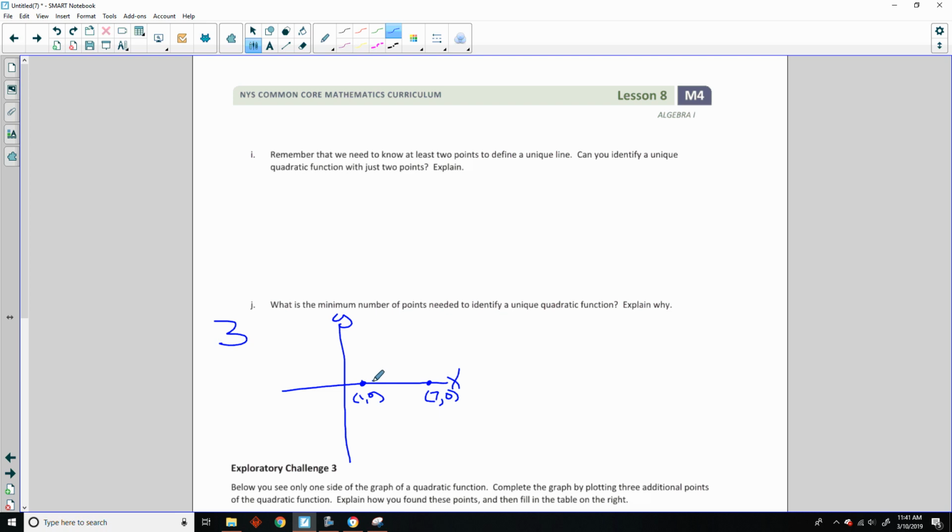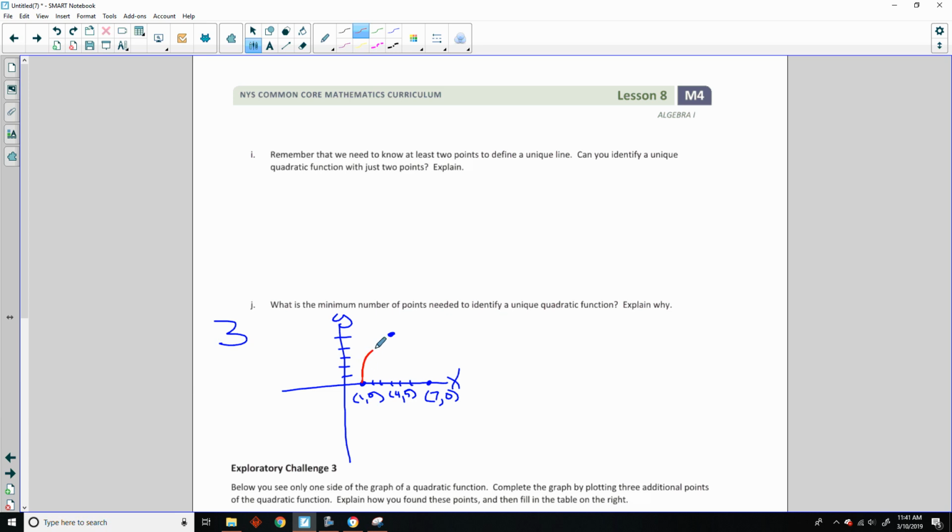And if I told you that the vertex was, it's got to be halfway between this, so that'd be the point 4, comma, let's say 5. If I told you the vertex was 4, 5, 4 over, up 5, right there, then that is enough information to graph the parabola.